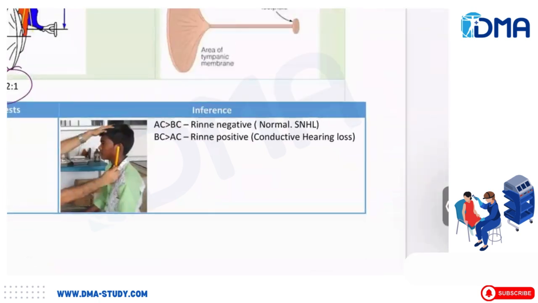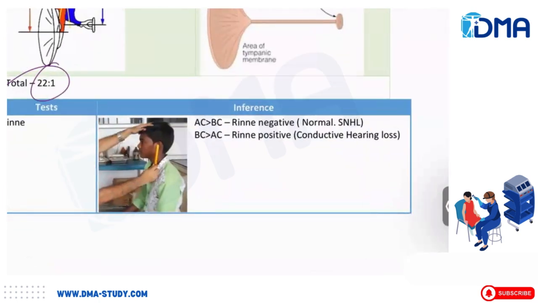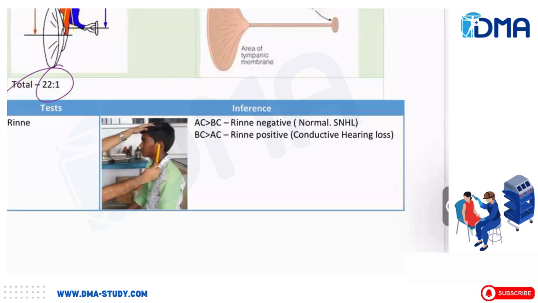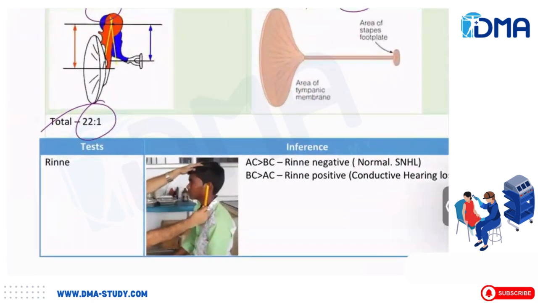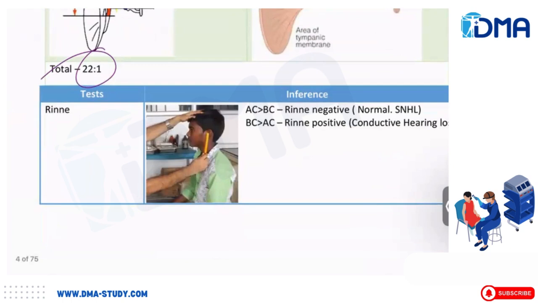You just have to keep the tuning fork behind the pinna. Once the patient stops hearing, ask the patient to raise a hand. Then keep the tuning fork in front, and you will hear the ringing sound. If you hear it, air conduction is better than bone conduction, so it is either normal or sensorineural loss. If it is the opposite, with bone conduction better than air conduction, there is conductive hearing loss. That is how we diagnose whether it is conductive or sensorineural loss.